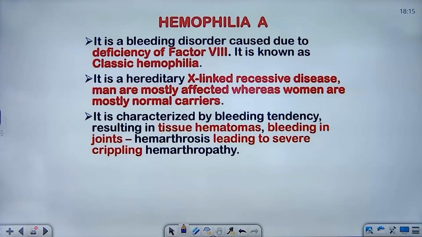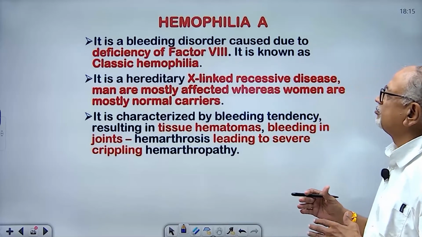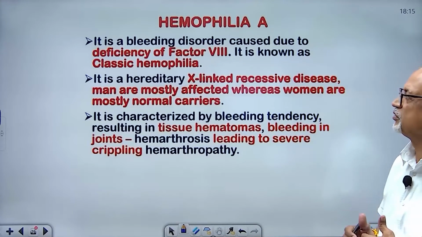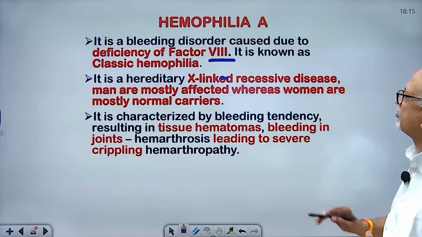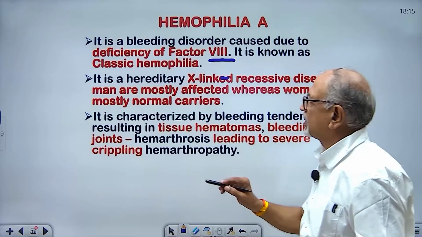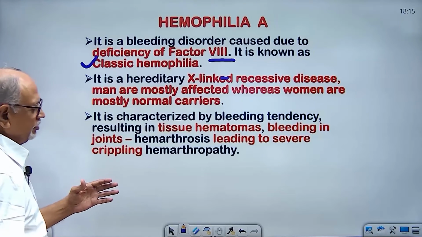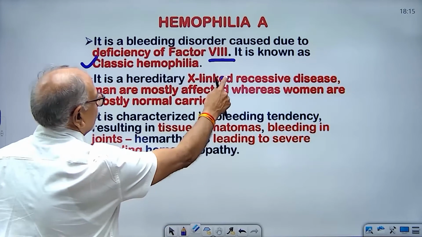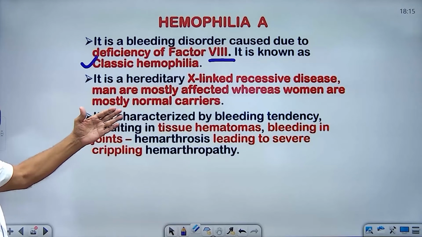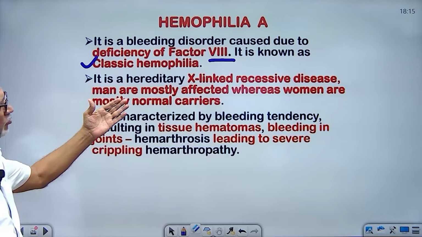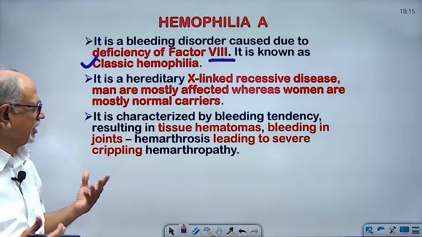Now, hemophilia A is a bleeding disorder. If there is a cut, the bleeding persists for quite some time. This is due to deficiency of factor 8. It is commonly called classic hemophilia. It's a hereditary disease which is an X-linked recessive disease. Males are mostly affected by this, whereas women are mostly normal and carriers.